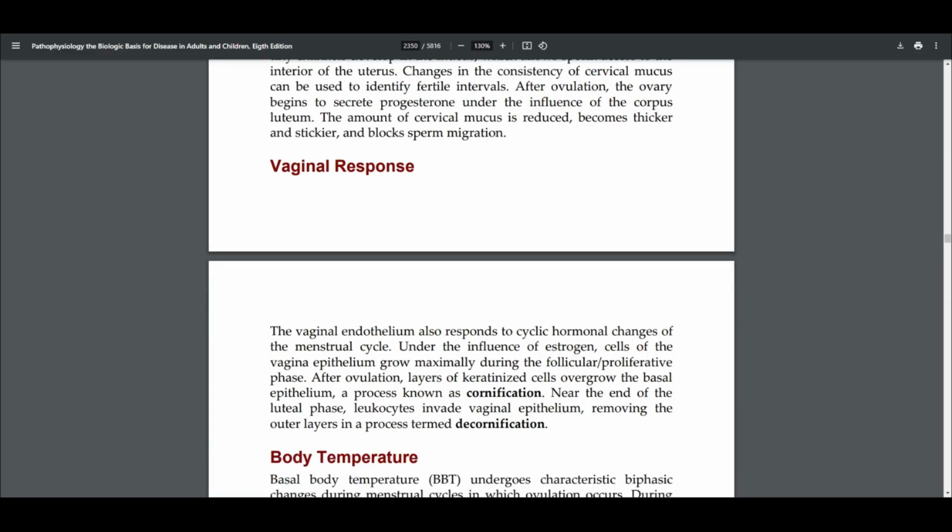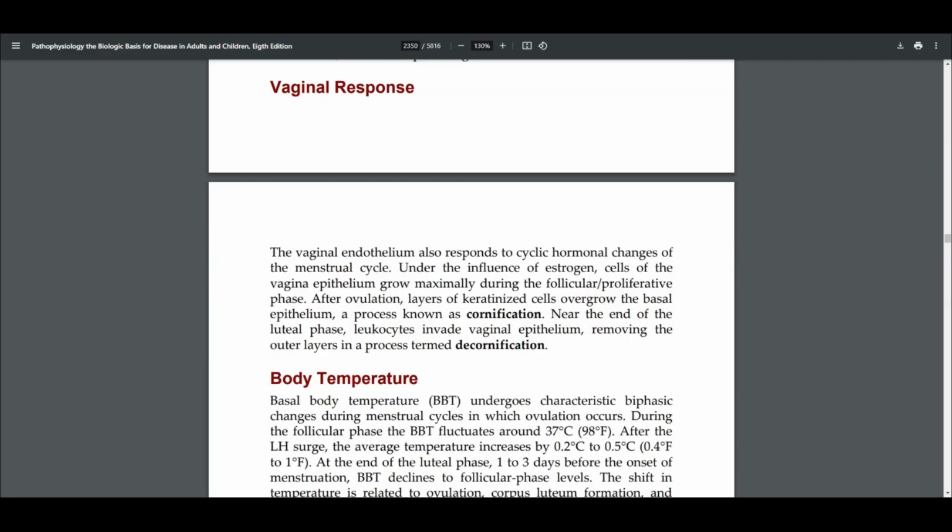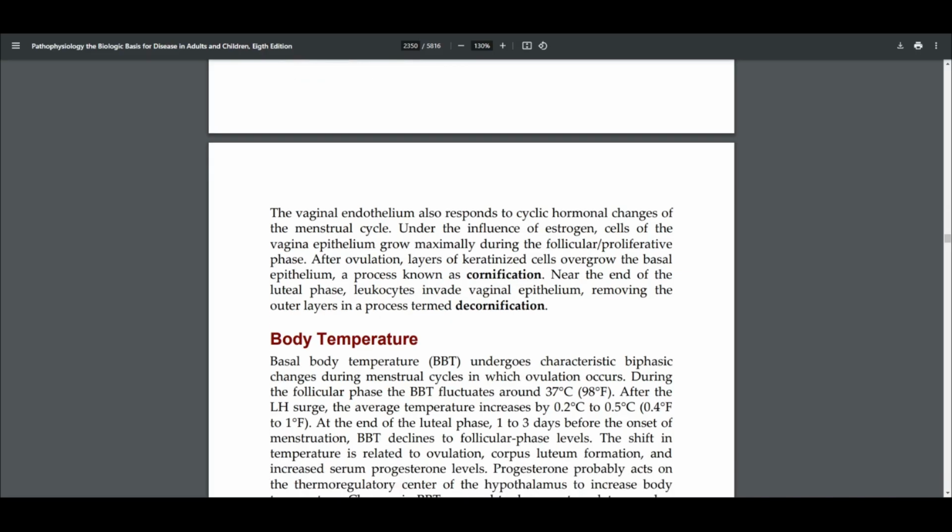The vaginal response. The vaginal epithelium also responds to cyclic hormonal changes of the menstrual cycle. Under the influence of estrogen, cells of the vaginal epithelium grow maximally during the follicular proliferative phase. After ovulation, layers of keratinized cells overgrow the basal epithelium, a process known as cornification. Near the end of the luteal phase, leukocytes invade vaginal epithelium, removing the outer layer in a process called decornification.